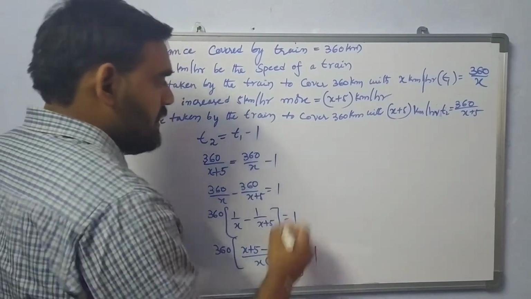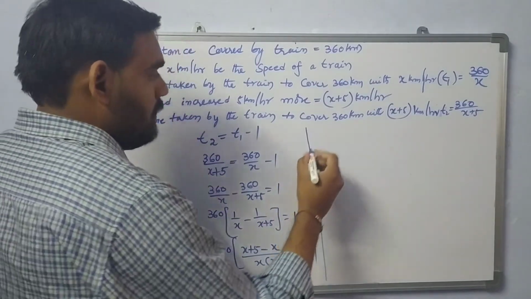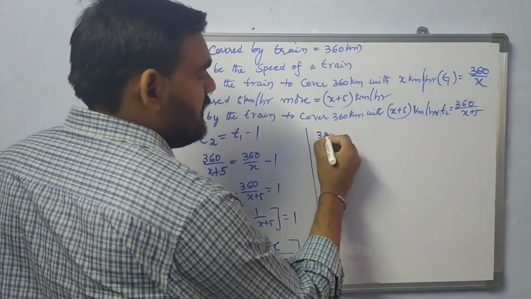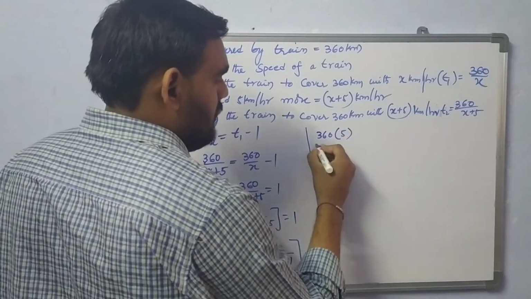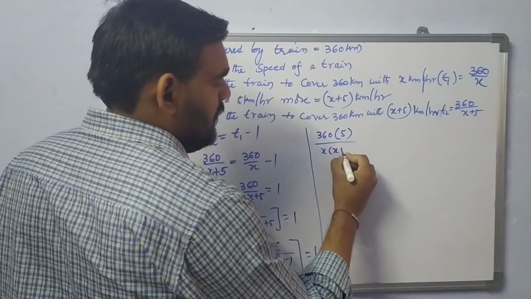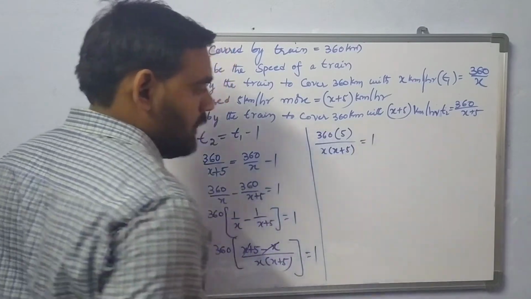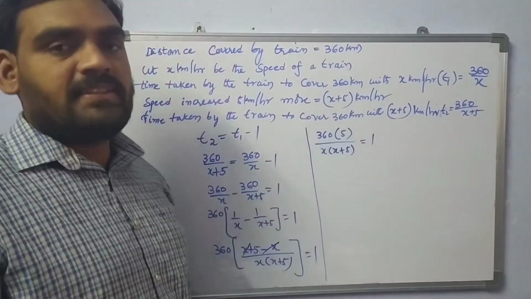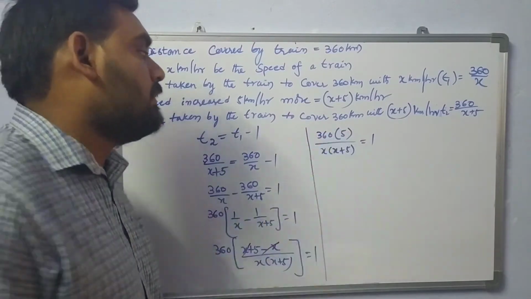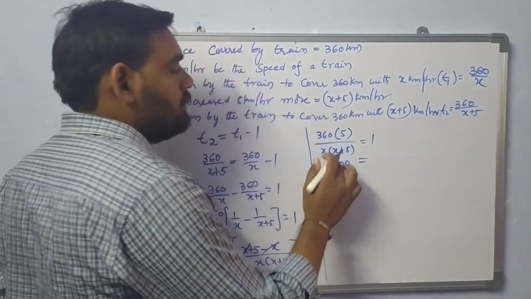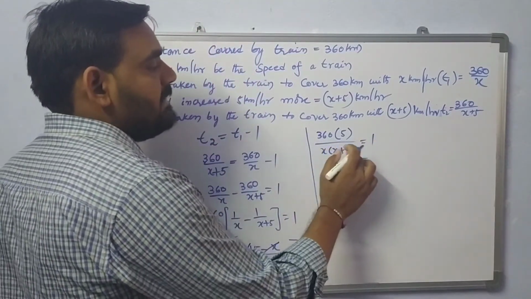Now this can be written as minus x plus x gets cancelled. Now 360 into 5 divided by x into x plus 5 is equal to 1. So here 360 into 5, 36 fives are 180, so 360 into 5 we will get 1800 is equal to 1 into x into x plus 5.